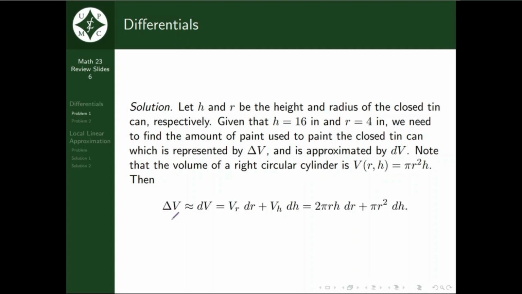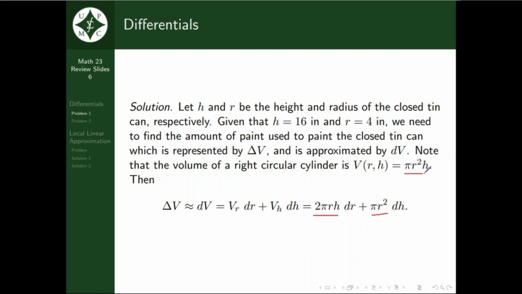So again, delta v is approximated with dv, and we know that dv is equal to v sub r dr plus v sub h dh. So this is from the lecture as well. So this is just the partial derivative of v with respect to r. Ito naman yung partial derivative of v with respect to h. And then dr is, basically we consider dr to be the change in the radius and then yung dh naman yung change in the height. So we obtained these values here by getting the partial derivative of v with respect to r and h respectively.